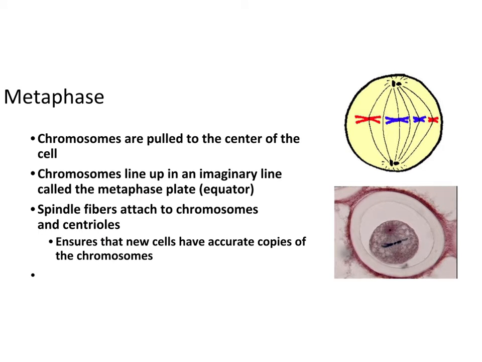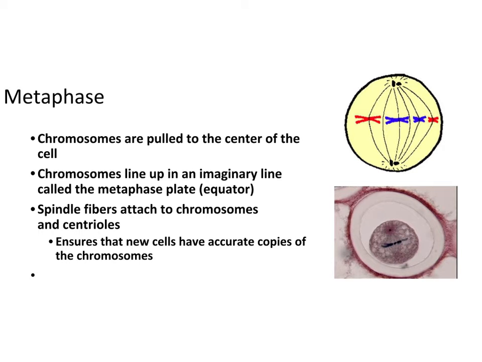The second stage of mitosis is called metaphase. Now, this is one of the shortest stages, and in this stage, chromosomes are going to be pulled to the center of the cell, and they are pulled there by motor proteins, and they're going to end up lining up on this imaginary line. Sometimes it's called the metaphase plate. Other times it's called the equator. Either of those names are completely fine.